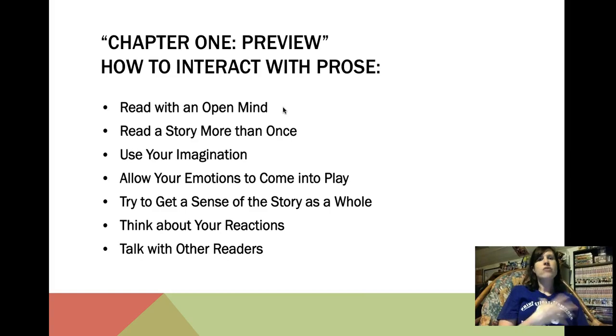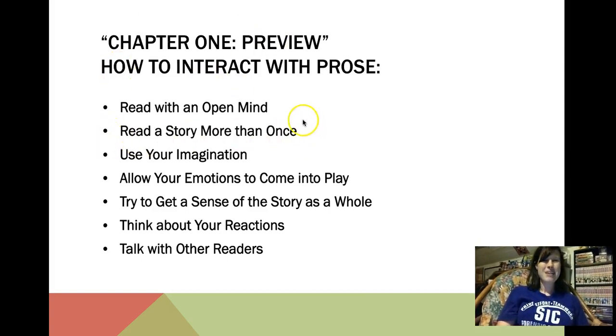But the idea is to read with an open mind, but also keep in mind why you don't like something, because that's important. It's a reflection of who you are, but also of your tastes, of what you morally believe, and it's very important to know that. So just keep that in mind.